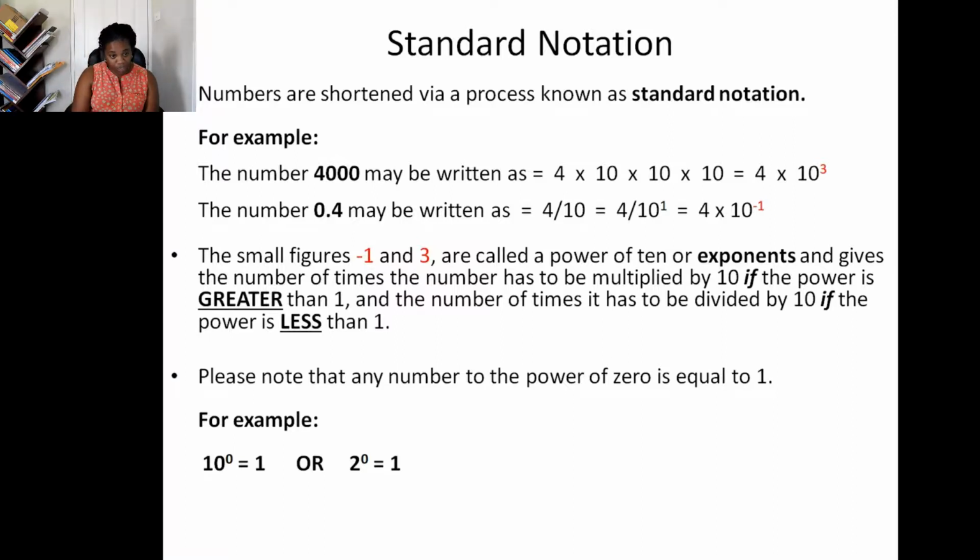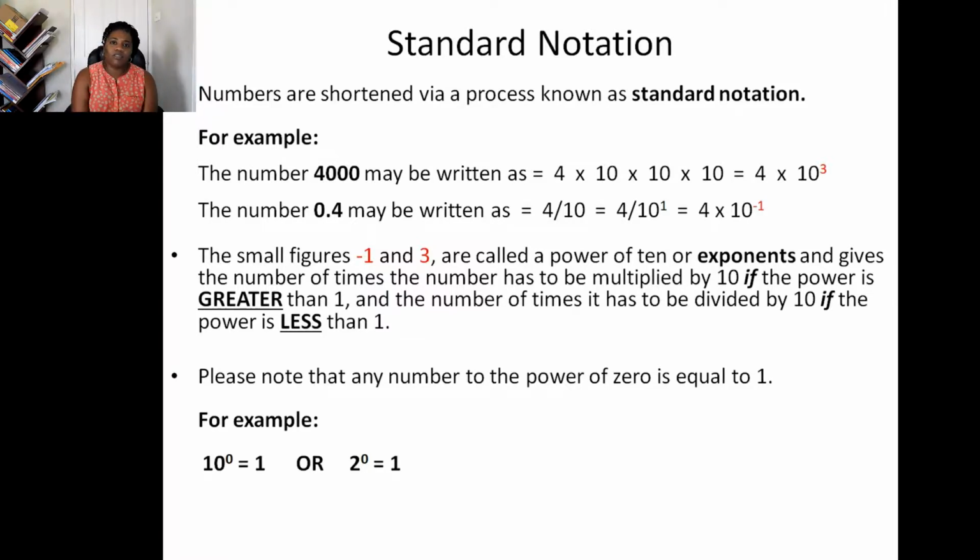Numbers are shortened via a process known as standard notation. For example, the number 4,000 may be written as 4 times 10 times 10 times 10, which is equal to 4 times 10 raised to the power of 3. The number 0.4 may be written as 4 over 10, which is equal to 4 over 10 to the 1, which is equal to 4 times 10 to the negative 1.